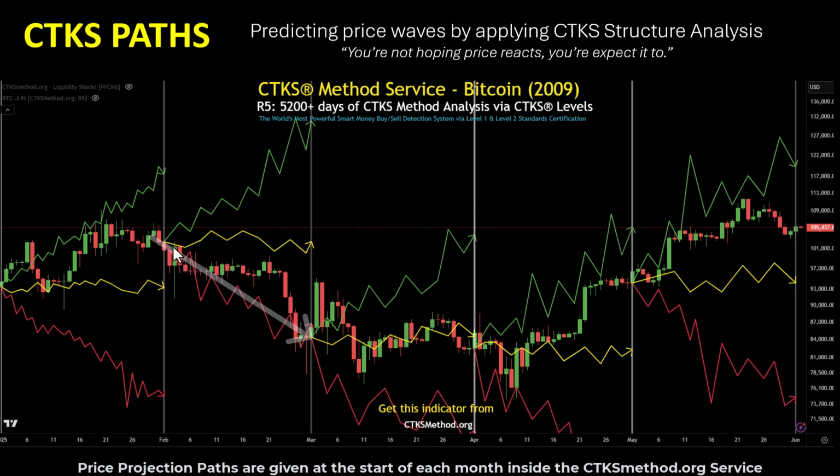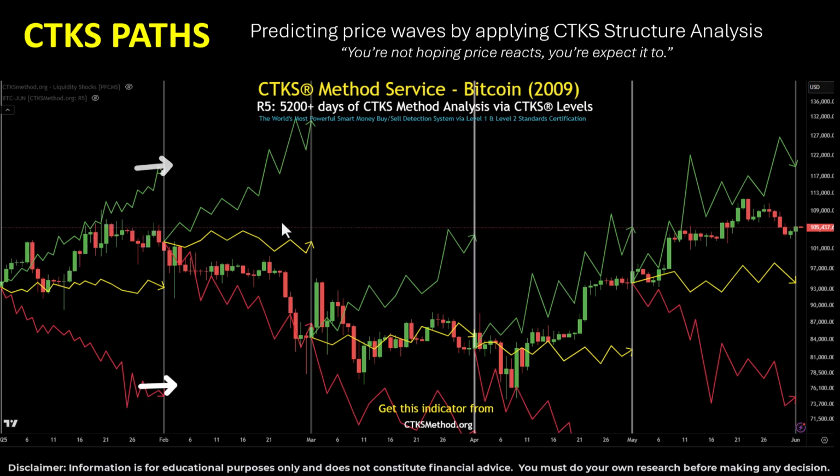Many times people only assume that price can only go up. In truth, price is always moving in a wave, but it's moving between CTKS structural paths, and this particular understanding is an absolute game changer. When you understand how price is reacting and interacting with market structure, is it passing or is it failing? It is the key question that every investor and trader needs to answer.